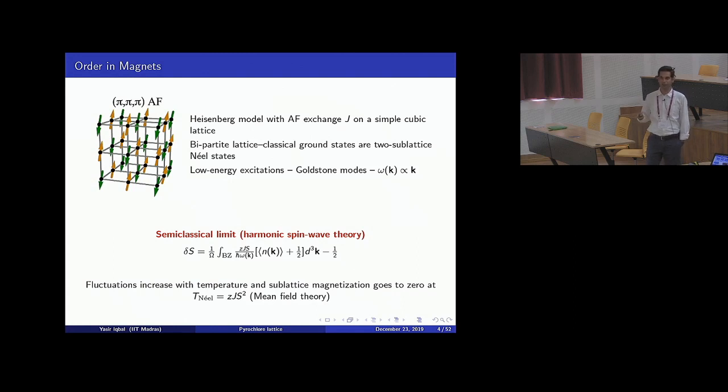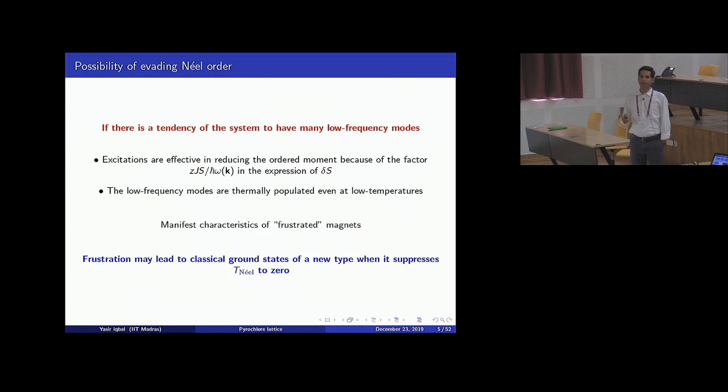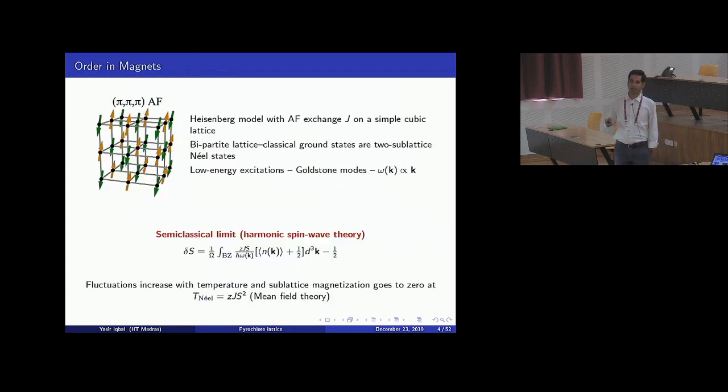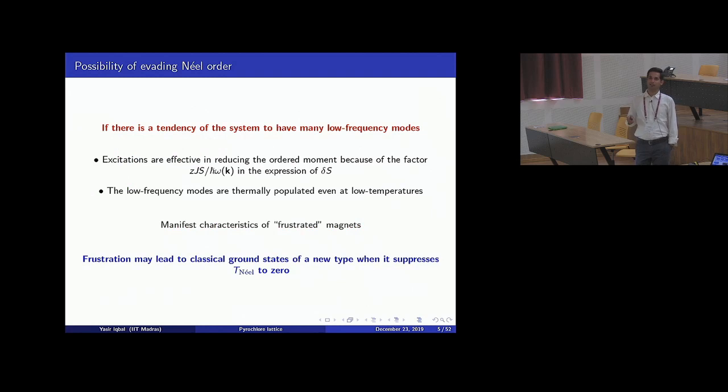And in mean field theory, we all know that it is given by this expression. Now, if you want to evade Néel order, or in other words, if you want to suppress T_N to zero, what you need, as you can see from this expression, is that the excitations, so if there is a tendency in the system to have many low frequency modes, right? And if these low frequency modes can get all populated at very low temperatures, then these excitations will be effective in reducing the moment, which is mathematically captured by this part of the expression that you saw.